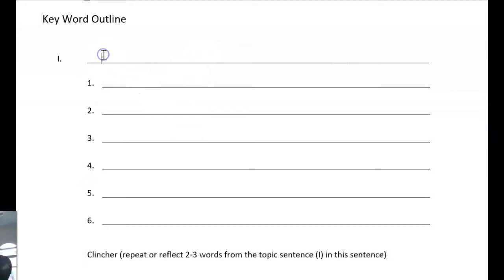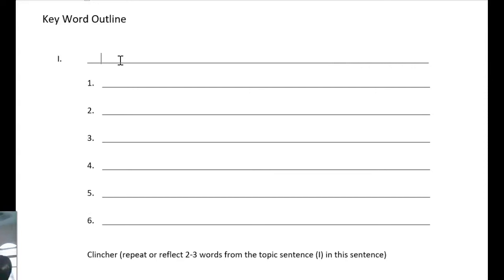On the first line here, you are going to write the topic of that chapter. The topic of the chapter is what the whole chapter is about. It's usually the title. Our chapter title was memory and how to use it, how to memorize. I am going to try not to look at my book, so I'm going to put it over here, away. I can check my keyword outline later.